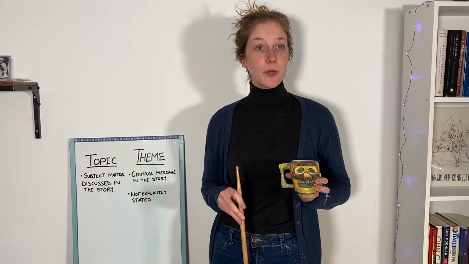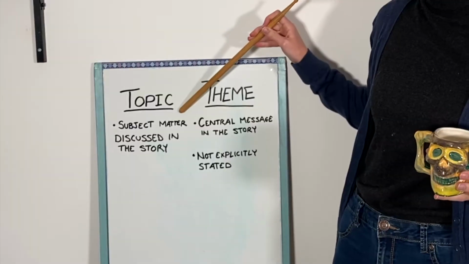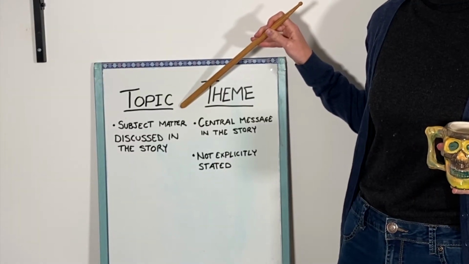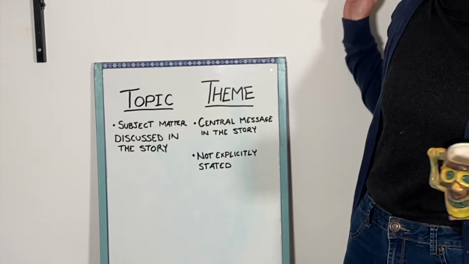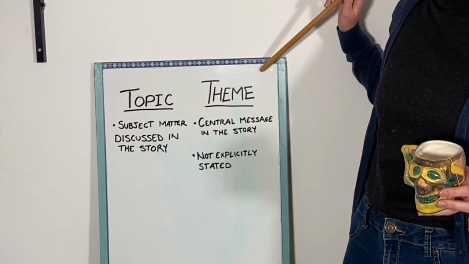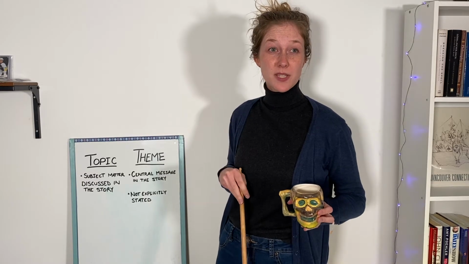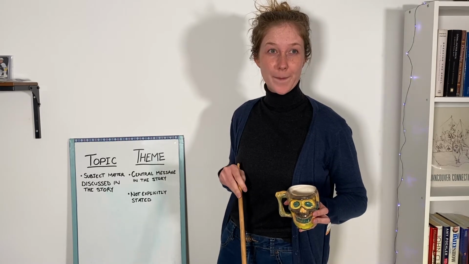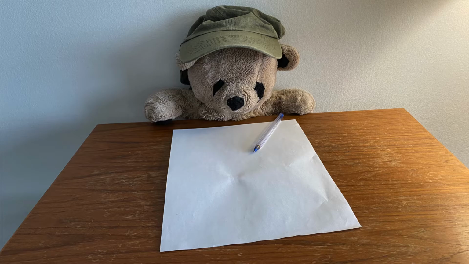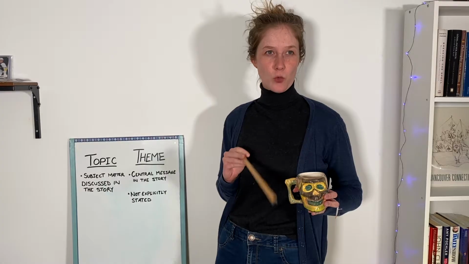Okay, so we've talked about how topics are the subject matter discussed in the material. Meanwhile, theme is the central message of the story. It's not explicitly stated in the story. So keeping that in mind, what is a theme in Romeo and Juliet?